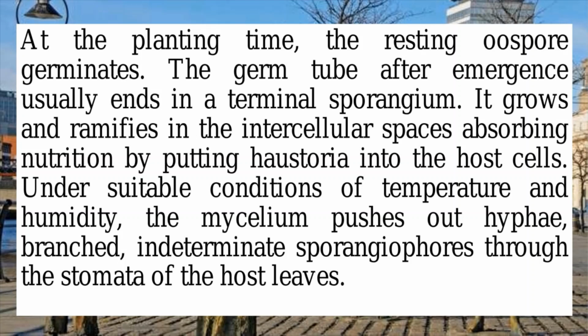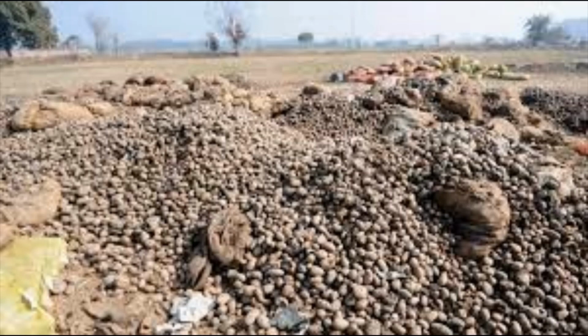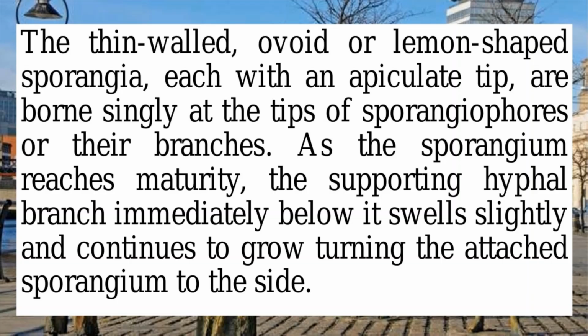This is about the sporangium, which is thin-walled, ovoid, lemon-shaped, each with an apiculate tip, borne singly at the tip of the sporangiophore or on its branches. As the sporangium reaches maturity, the supporting hyphal branch immediately below it swells slightly and continues to grow, turning the attached sporangium to the side. So, the sporangia are produced in a sequential manner.